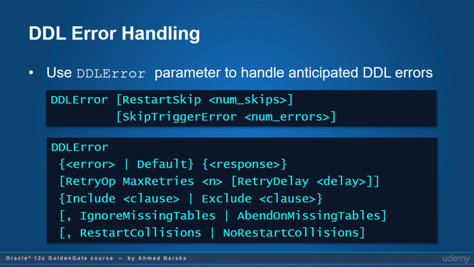Handling errors on the replicate side is similar to handling errors with DML operations. You can define a default response to all DDL errors, or you can define a response to a specific error number. I will show you examples in the next slide.